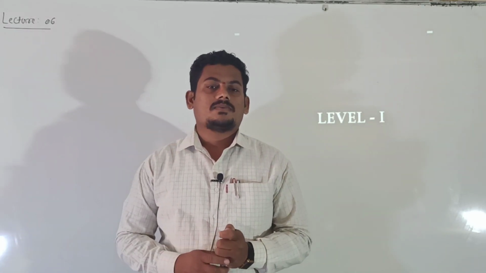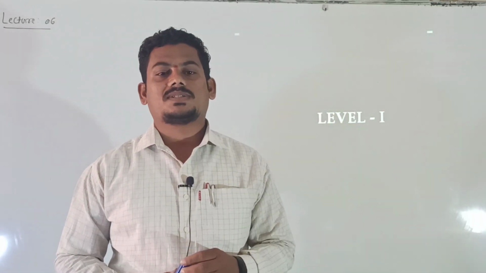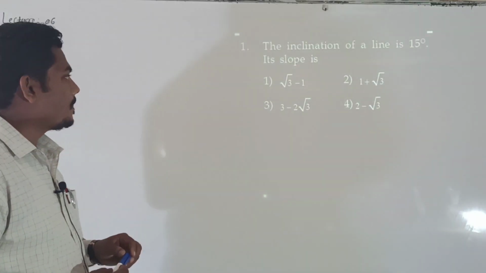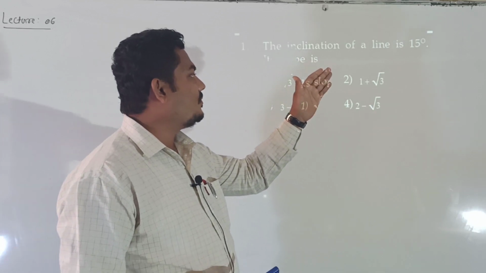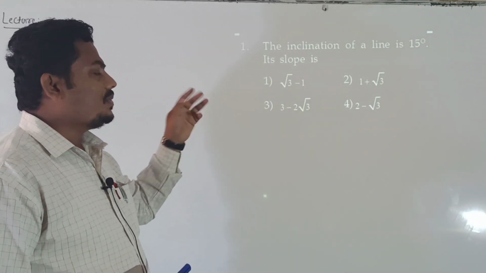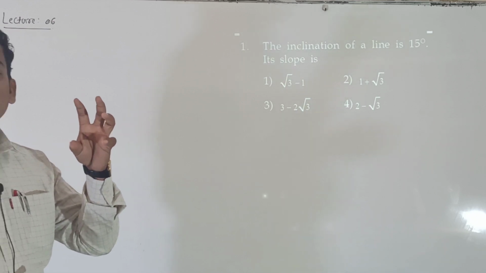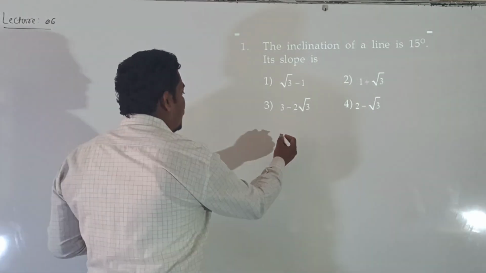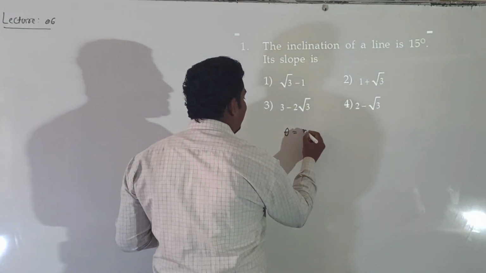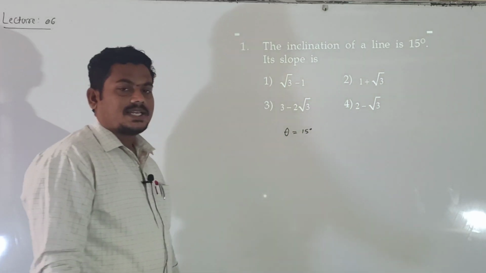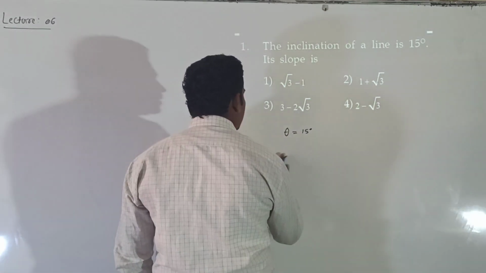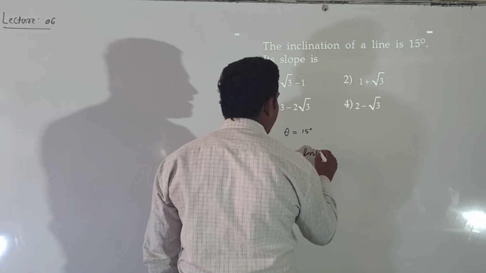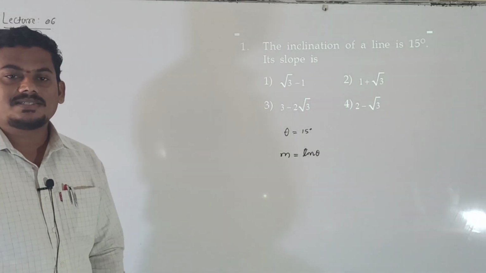In this session, we will discuss level 1 problems. Level 1, the first problem: the inclination of a line is 15 degrees, what is its slope? Inclination means theta value, they have given 15 degrees, then already you know the slope formula, m is equal to tan theta, whenever the inclination of the line is given, right?